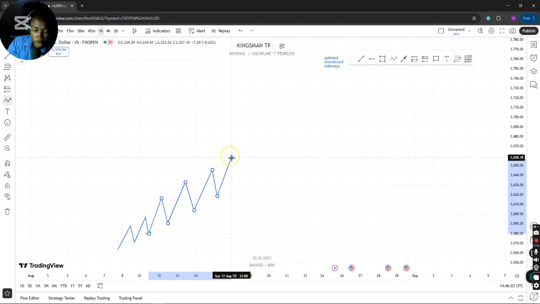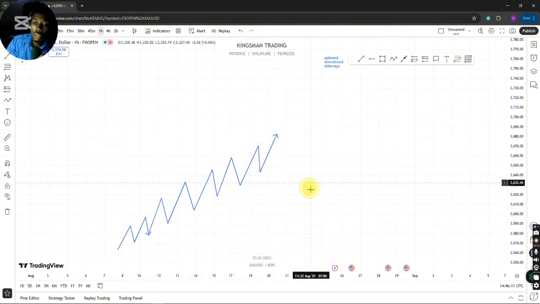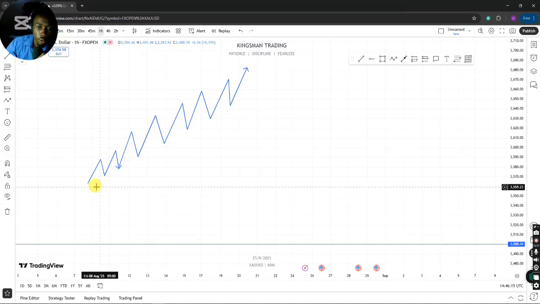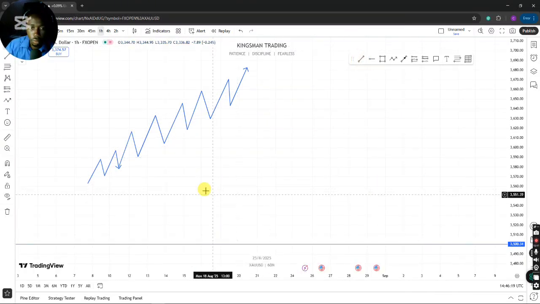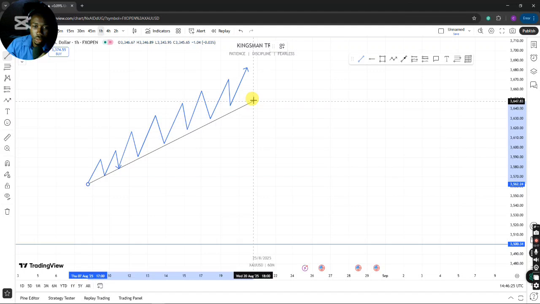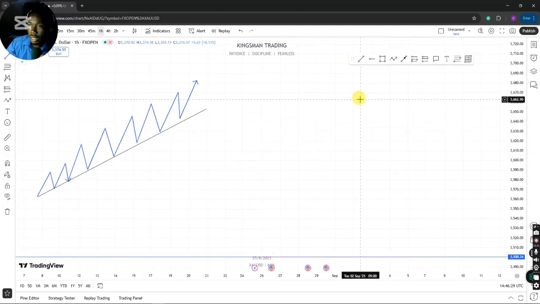In an uptrend market, you want to be looking for buy setups because you want to trade in line with the trend of the market. So this is an uptrend, as you can see. If you mark it out from here, you see this is a very good uptrend.